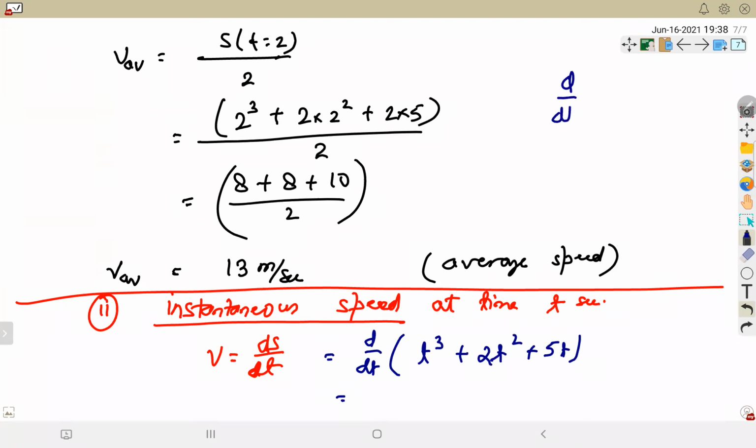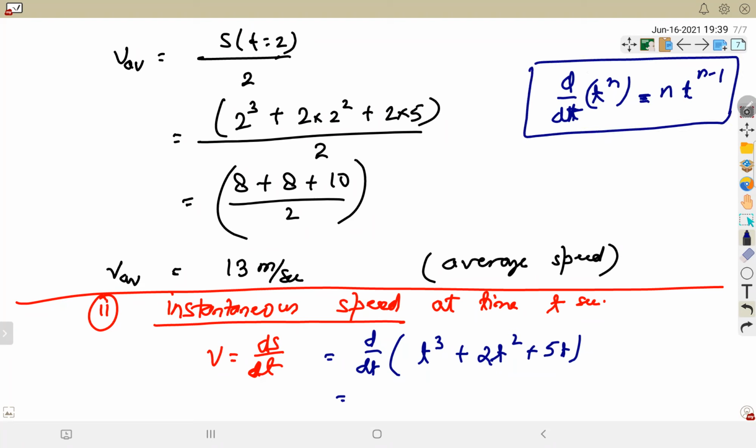डिफरेंशिएशन का फॉर्मूला था d by dt of t raised to power n. Another, what was the formula for this differentiation? d by dt of t to the power n. Anara, what was the formula? n t raised to power n minus 1. Anara, you remember this formula? Yes, sir.